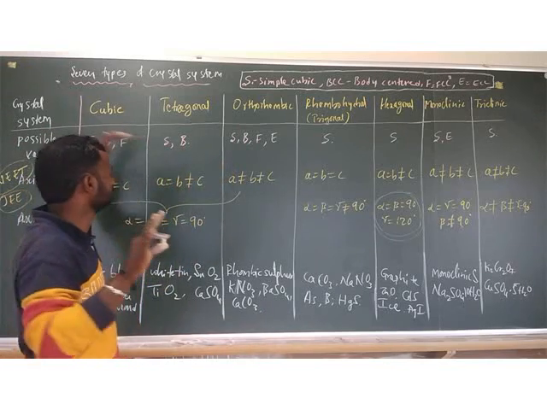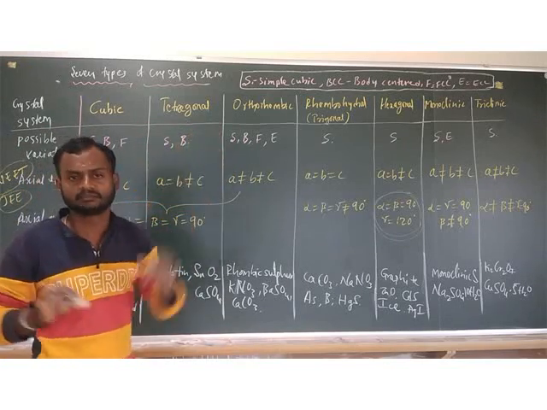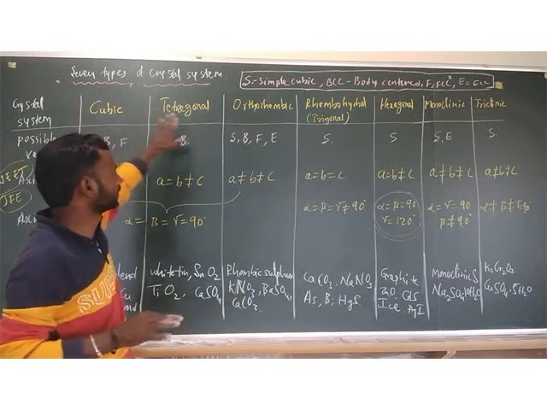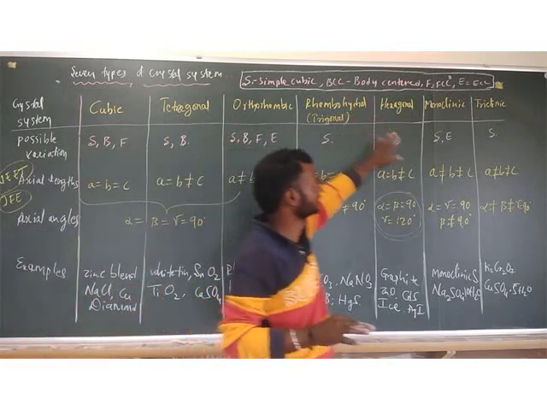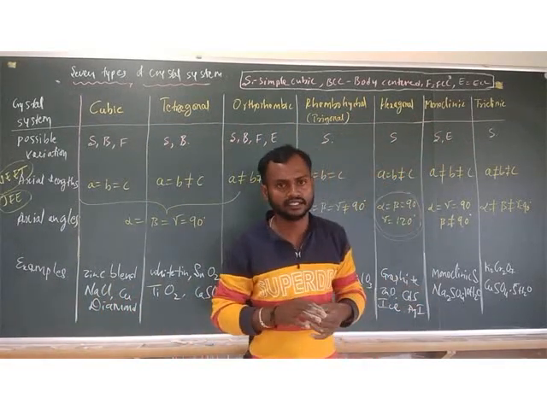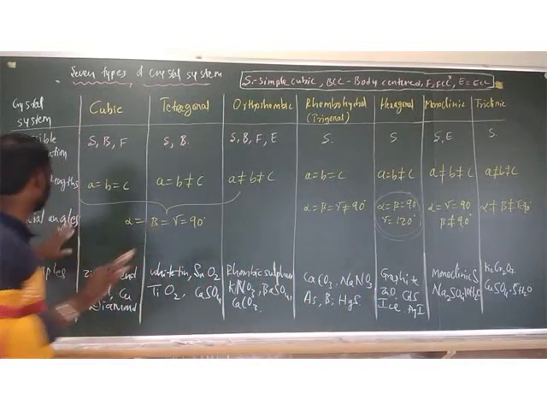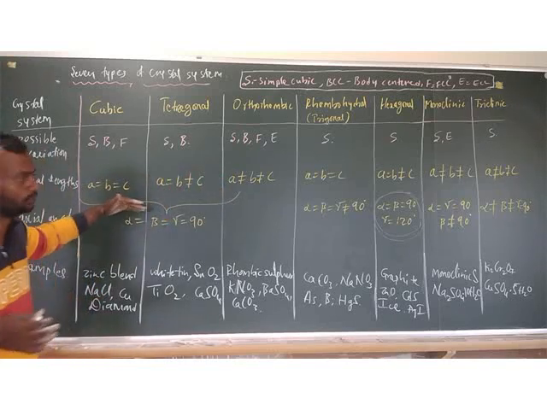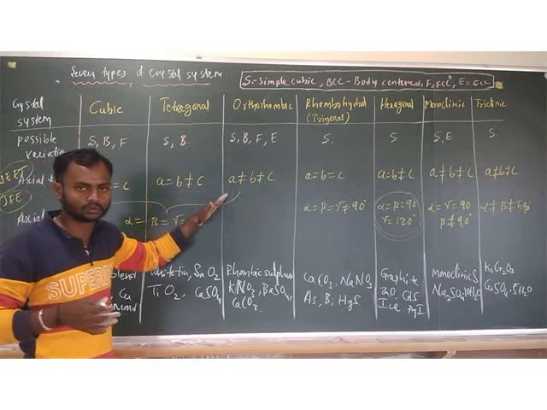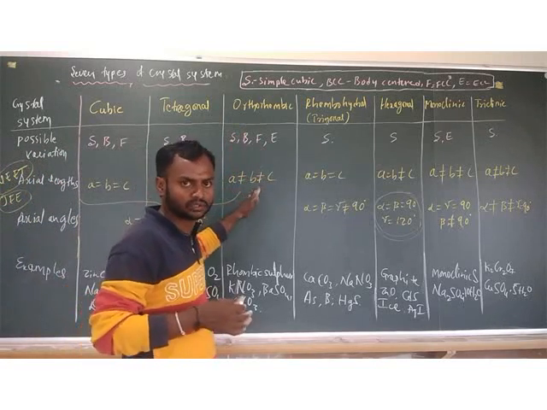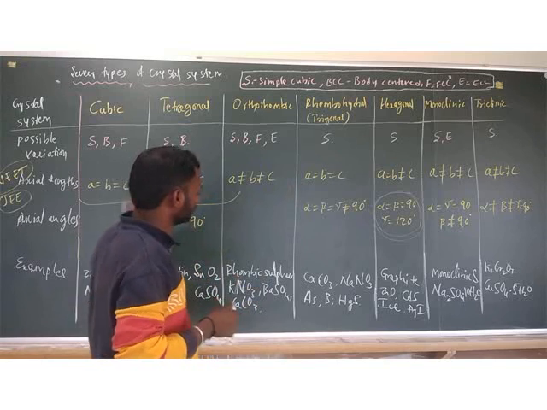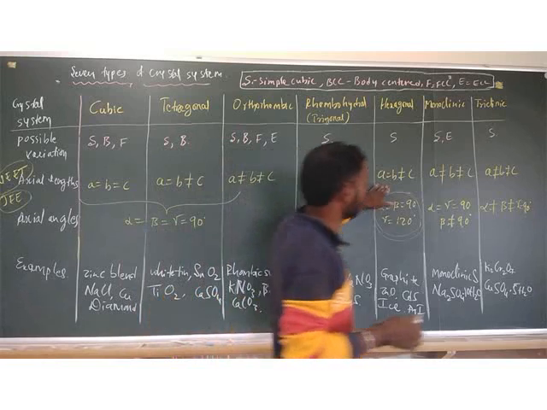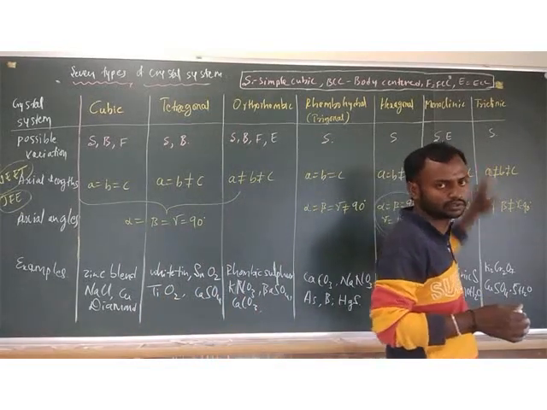You can remember in systematic order CTO or HMT: cubic, tetragonal, orthorhombic, rhombohedral, hexagonal, monoclinic and triclinic. In case of axial lengths: a equals b equals c; a equals b not equal to c; and orthorhombic a is not equal to b is not equal to c. We can repeat the same in the next step: a equals b equals c, a equals b not equal to c, a is not equal to b is not equal to c.